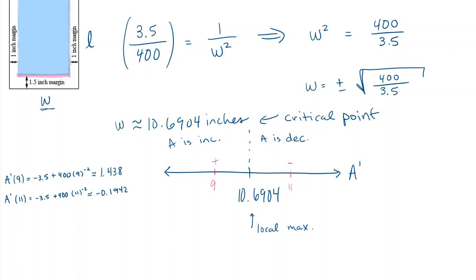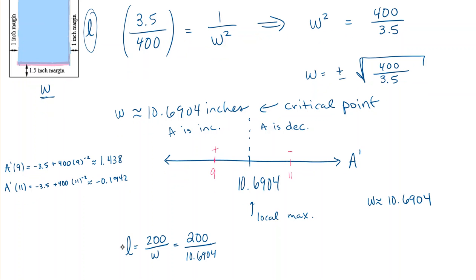Since we were originally asked for the dimensions, we also want to find the length that corresponds to that, and we did have our original equation that related length and width. Originally, we knew that the length was 200 divided by the width. Substituting this in and rounding, we would get about 18.7084 inches for the length. So these are the dimensions that maximize area under the given constraints.